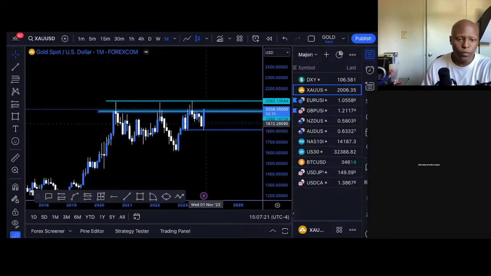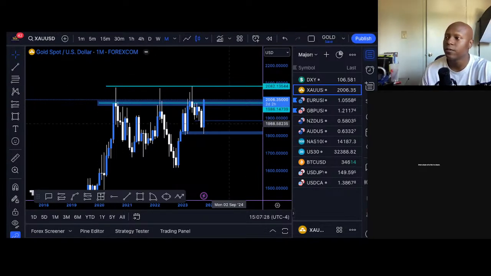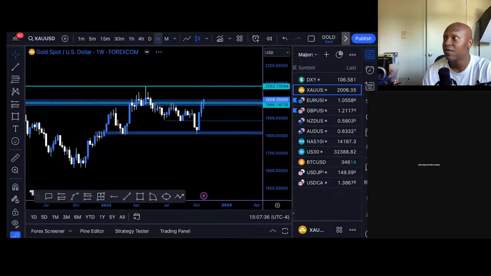So overall, this is what we're anticipating for gold, to get to this 2082 level based on the monthly time frame. So we can anticipate the month of November to be increasingly bullish, potentially breaking this 2082 level. And we got a lot of volume this week.